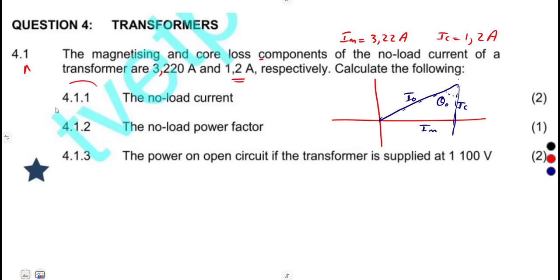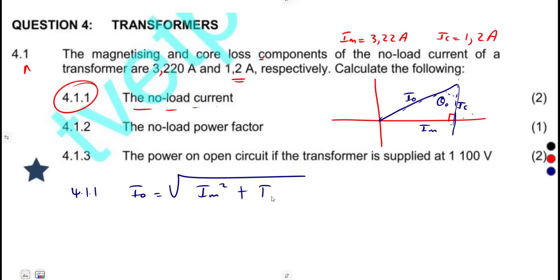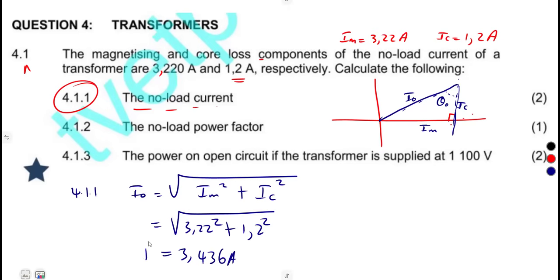So 4.1.1 was the no load current, which we can take from our Pythagoras theorem. All right, so the no load current is simply the square root of magnetizing squared plus the core loss component squared. Here the magnetizing is given, which is 3.22 squared, plus IC 1.2 squared. So that was going to give us 3.436 amperes as our no load current.